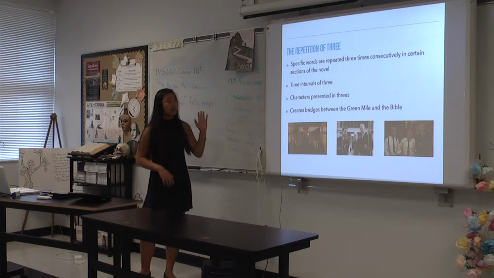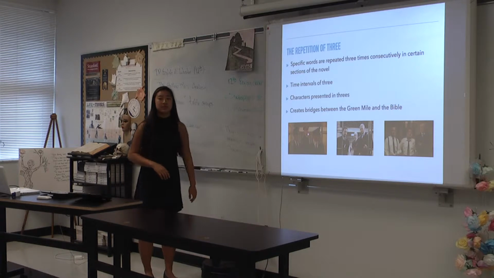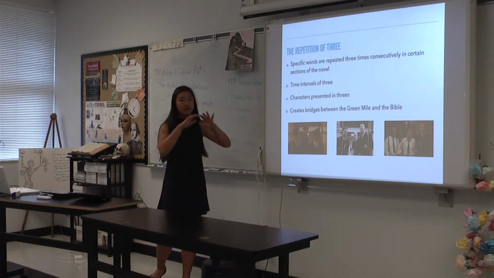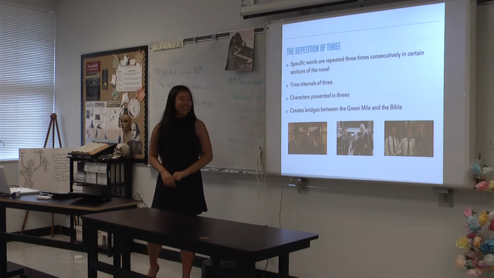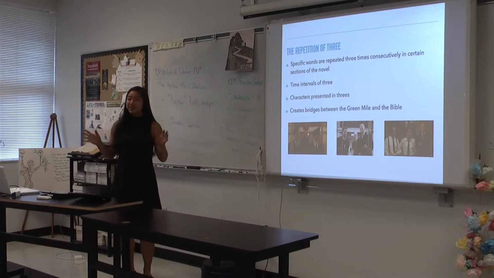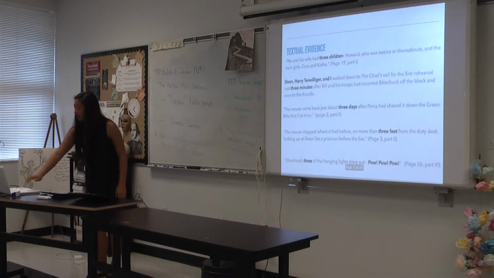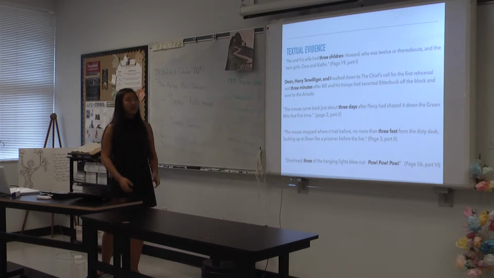And then many times the characters are presented in 3s, and you also see this in the film adaptation of the novel, where the 3 guards are constantly being framed by 3, and there's 3 shots of that. And this creates bridges between The Green Mile and the Bible, and we get to see those connections being made as I go through. So here's some textual evidence of the number 3.